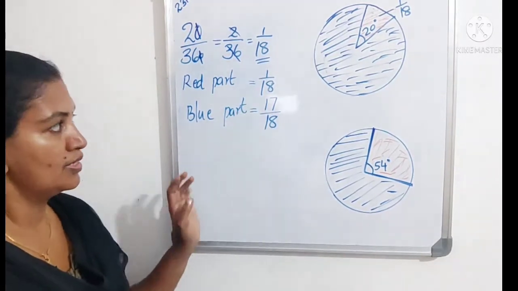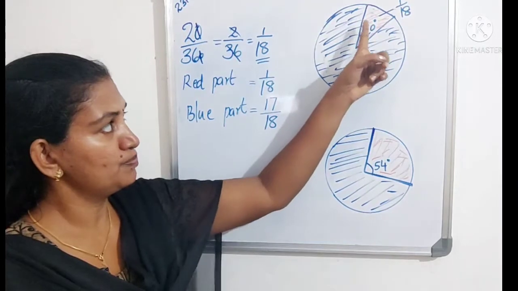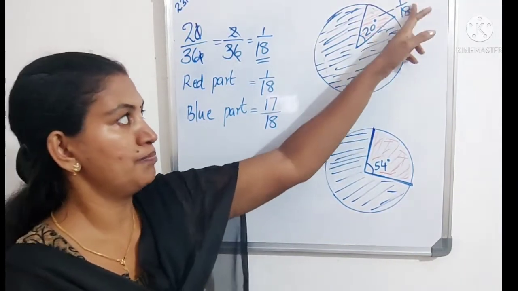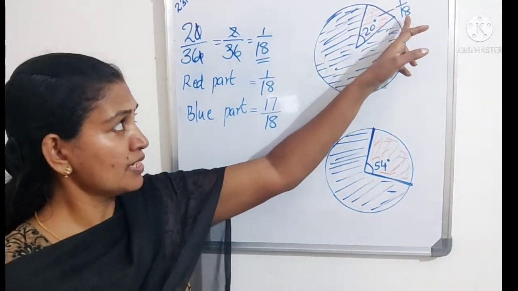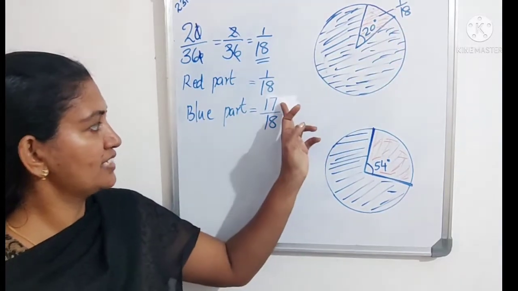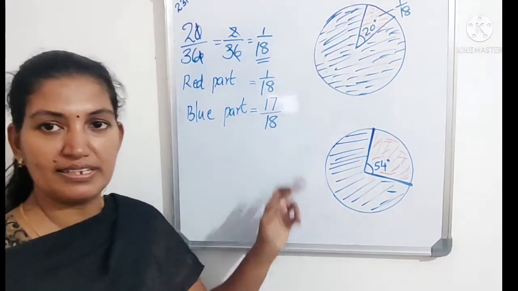All of you. That means the circle divided into 18 equal parts. 1 part is this 20 degree. So blue color is 17 by 18.